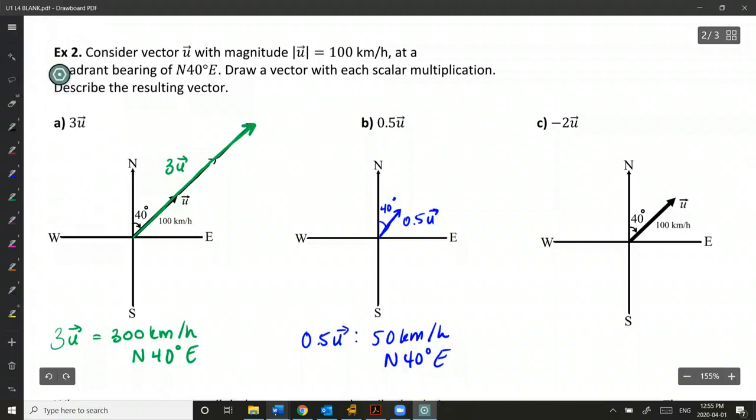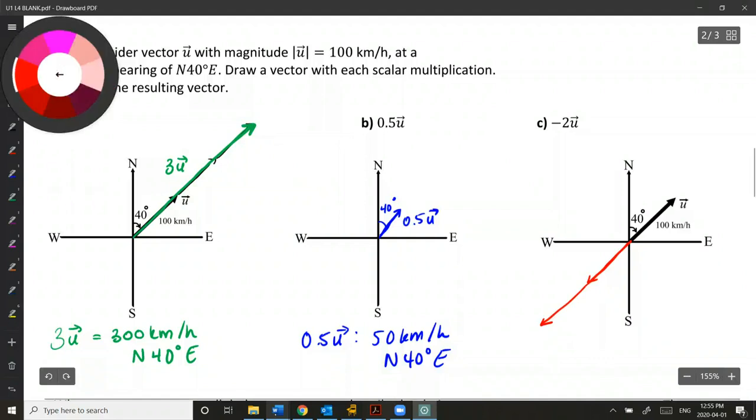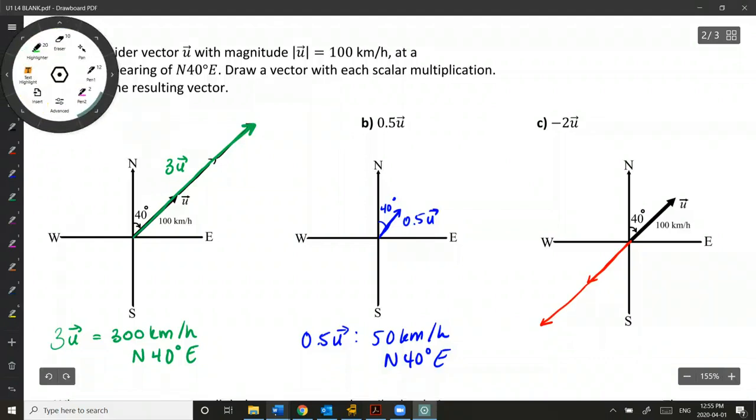And then for our last one, negative 2u, so we want 2 lengths of u, but in the opposite direction. So that's about 1 there, and 2. So the full vector that extends that entire length is the vector negative 2u. So that's our vector negative 2u there. So we are doubling the magnitude, so this is going to be 200 kilometers per hour. And we're reversing the direction. So if we think about the opposite angle theorem, it says that opposite angles are equal, so that makes this 40 degrees as well. So we can say south 40 degrees west for the direction.